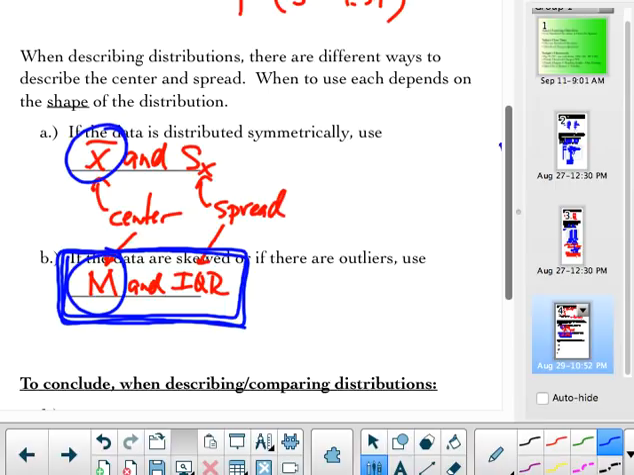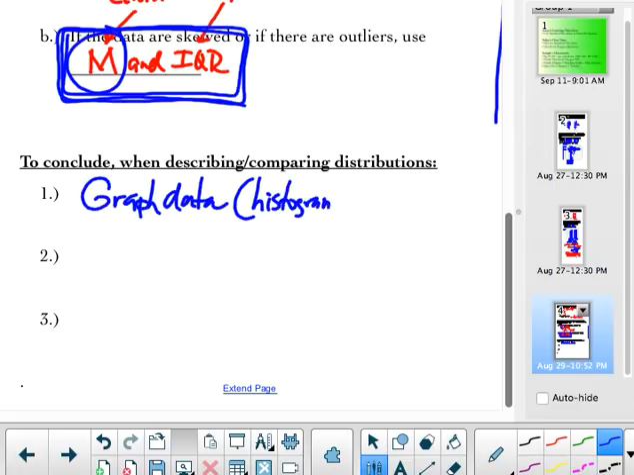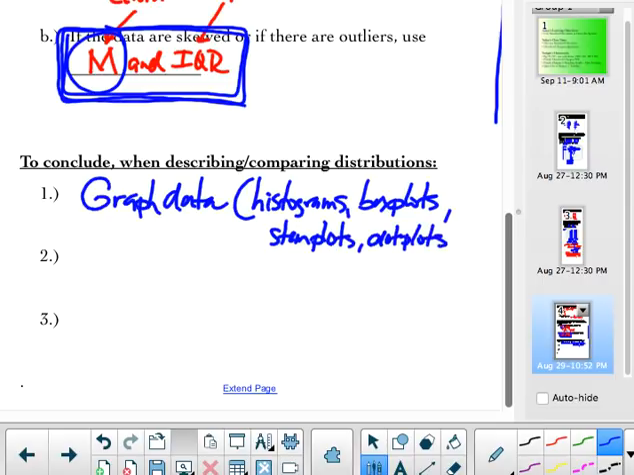Okay, last thing here. To conclude, wrapping all this up: when we describe and compare distributions, the first step is just to graph the data. We talked about all the possibilities there. We have histograms, box plots, stem plots, all those things we talked about, and we have dot plots too. I don't want to forget that one. So a lot of different ways that we can graph quantitative data, but the first step is just to graph it and see what it looks like.